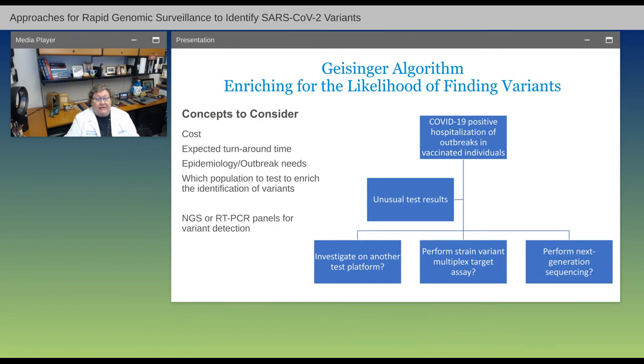The concepts to consider when you're trying to do next generation sequencing, or send to a reference laboratory for NGS, or use a multiplex for strain identification, are the cost, the expected turnaround time, the needs of your local epidemiology, which populations to test, and whether or not to use the NGS or the RT-PCR multiplex panels for variant detection.